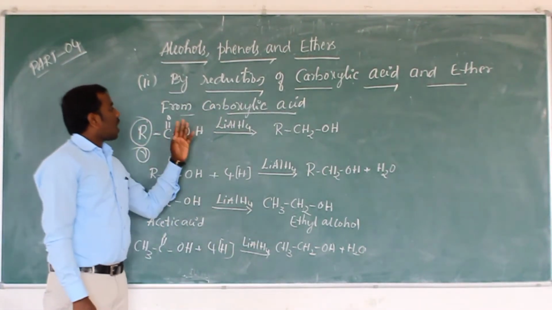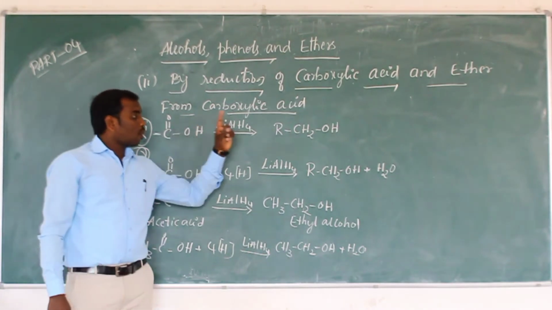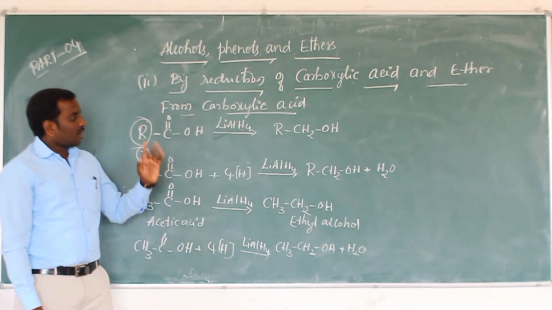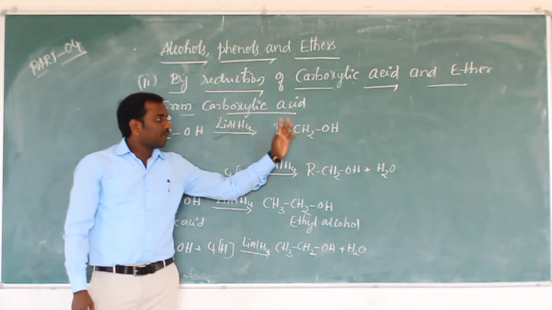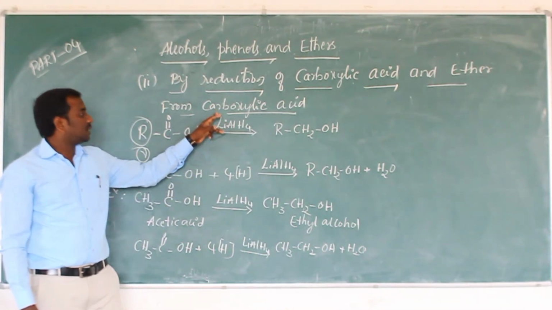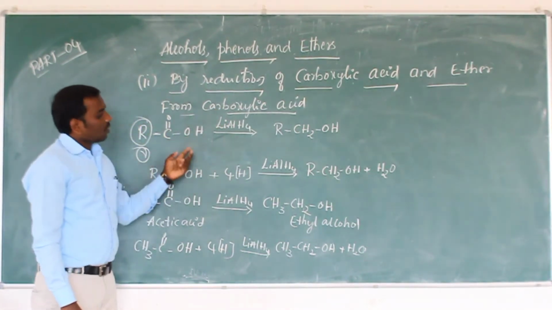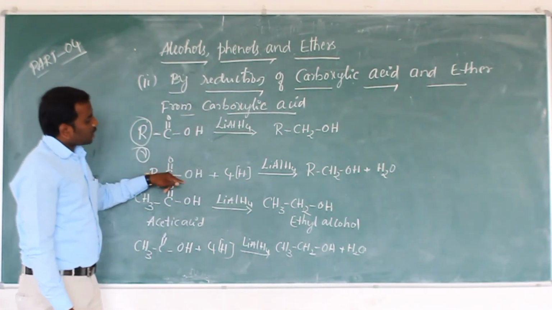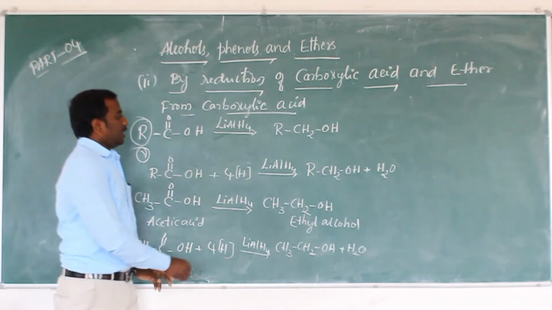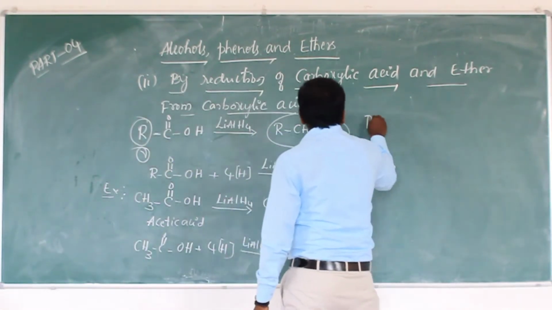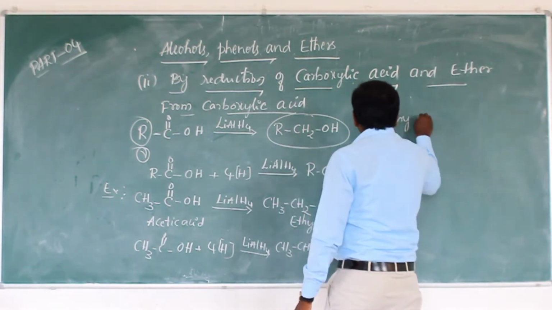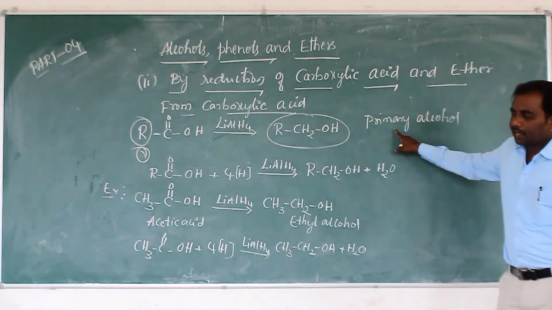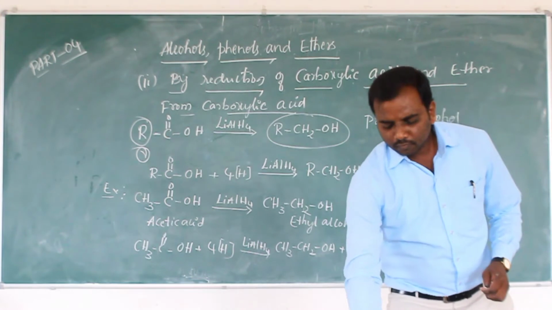This is about the preparation of alcohol from carboxylic acid. Here two reactions are possible in this preparation, and in both, primary alcohol is formed. Is it clear? Next we move on to see how to prepare alcohol from ester.